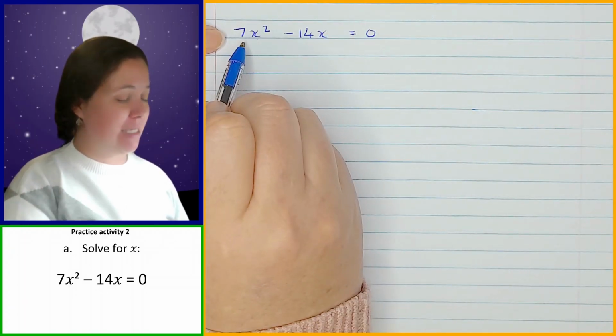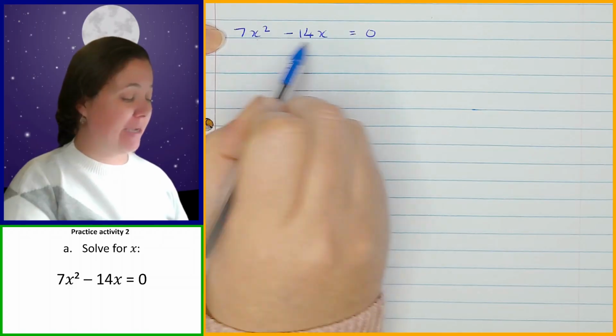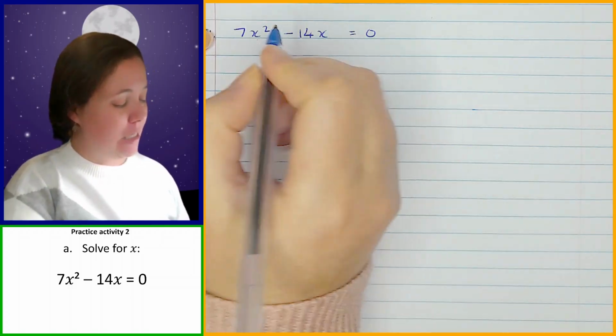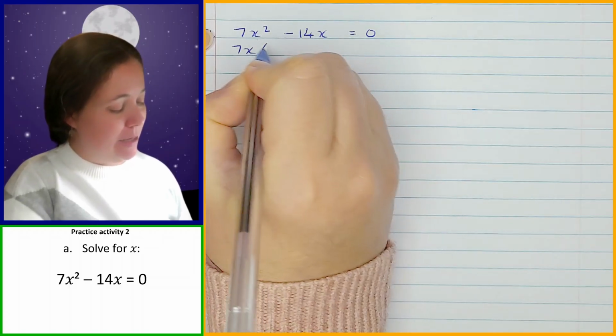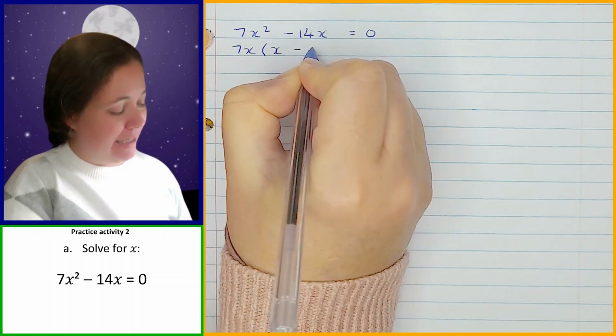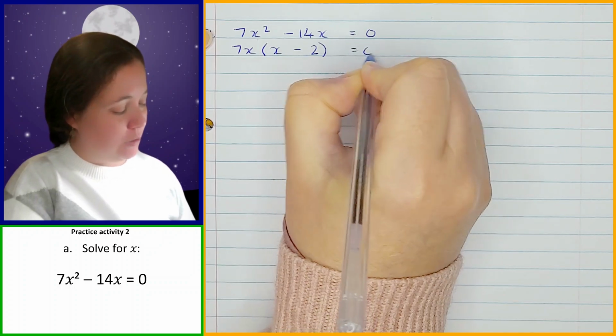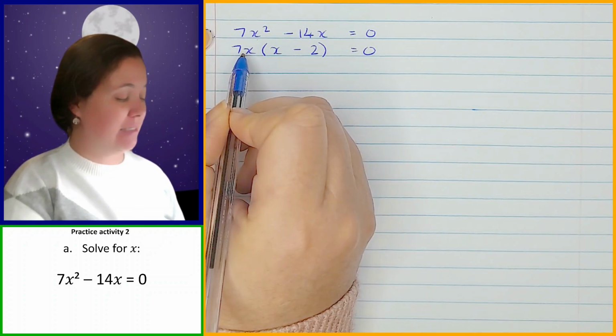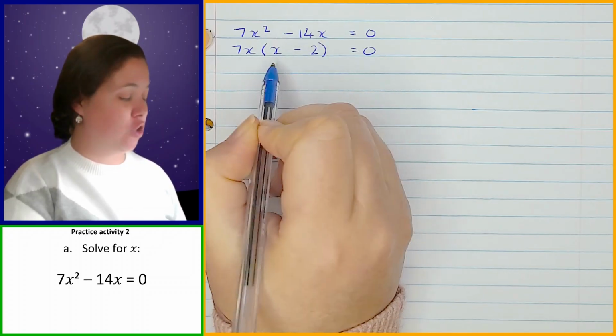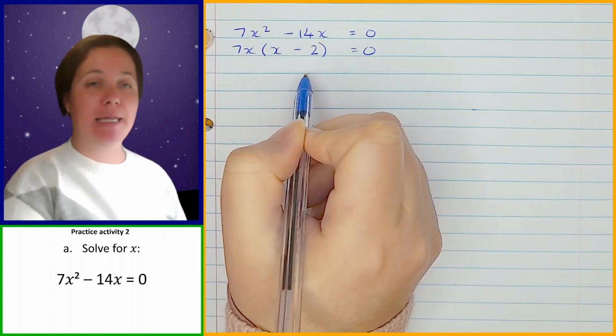So I'm going to factorize this. There is a common factor here, so I'm going to take out that common factor of 7x. And I'm left over here with x minus 2 equals 0. So that's what you get when you factorize. You take out your common factor of 7x, then you see what's left from each of the terms when you divide by that 7x, you get x minus 2.